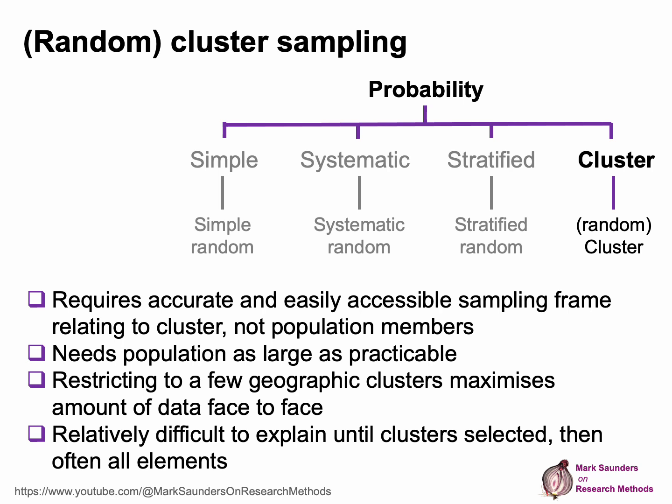As before, we need a population as large as practical, and then what we do is we restrict our data collection to a few clusters geographically, and this maximises the amount of data we can collect face to face in a limited time. It's relatively difficult to explain until the clusters are selected, and then once we've done that, we collect all the elements from within it. So let's see how this works.